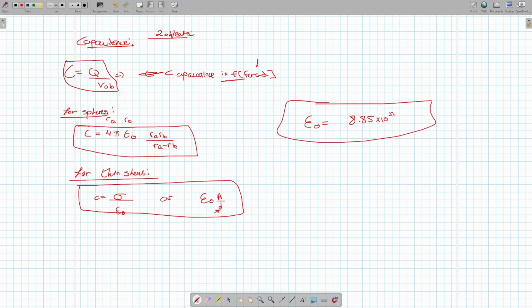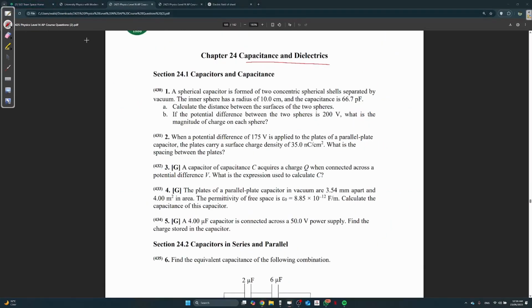Okay, let's start solving. A spherical capacitor is formed of two concentric spherical shells separated by vacuum. The inner sphere has a radius of 10 and the capacitance is 66.7 picofarads. Calculate the distance between the surfaces of the two spheres. So we have spheres, shells, whatever. What is the capacitance for a shell? Isn't C equal to 4 pi epsilon naught R_A R_B over R_A minus R_B? Yes, it is. So this is our capacitance formula.